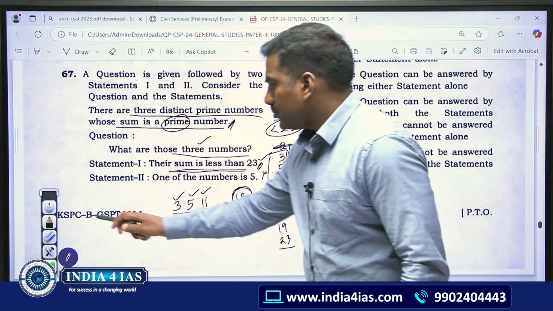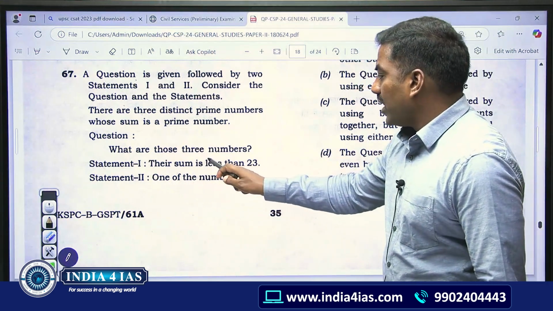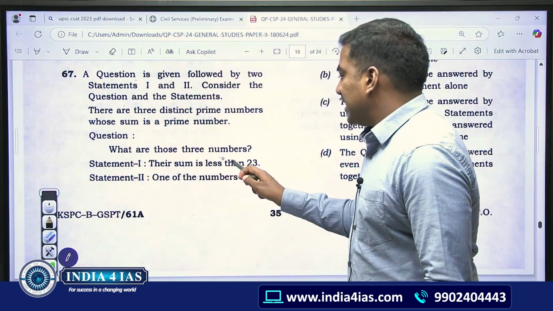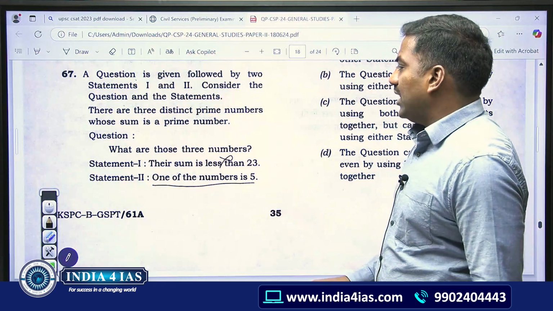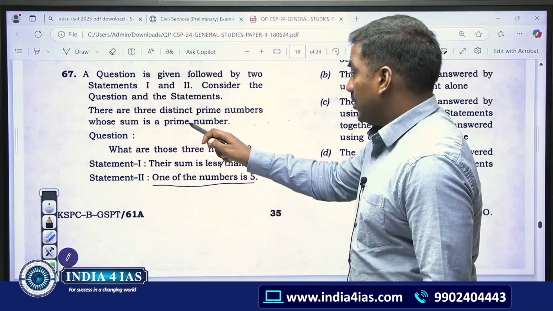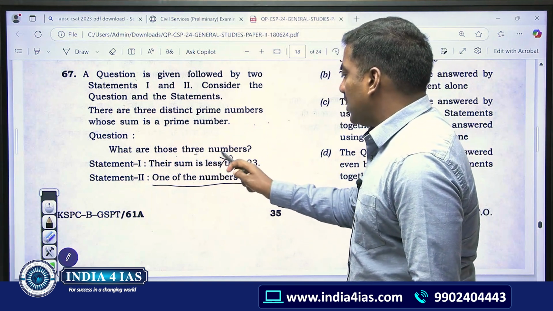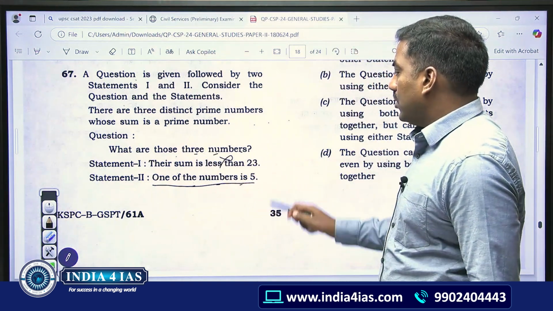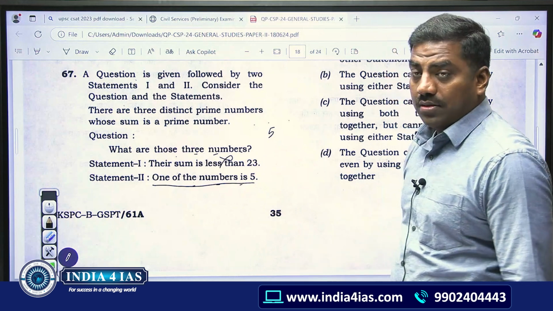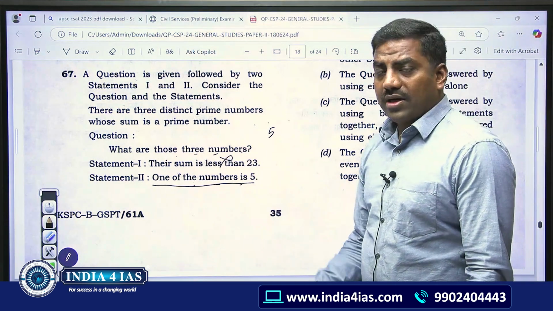Now, statement 2, if you look, one of the numbers is 5. Now forget whatever you have done in statement 1. Now you look only at this. We want 3 distinct prime numbers, and what are those numbers? One of them is 5, let's say. Then what about the other numbers? I can take any number, no? Because they are not giving any other condition.